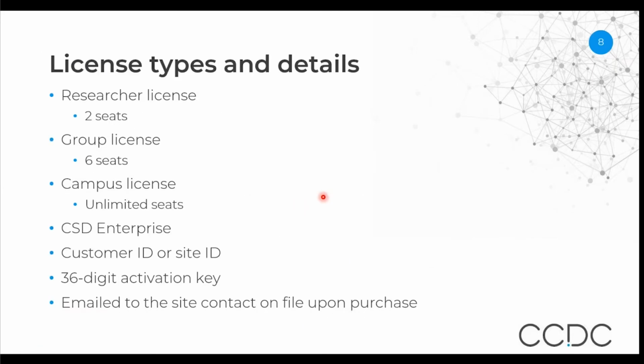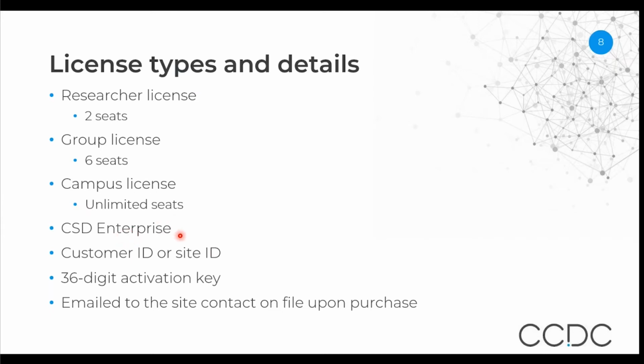So a bit more information on your license types. You can have a researcher license, which is available for 2 seats. There is a group license, which is 6 seats, and then campus license, which grants like unlimited licenses. And each license that we provide to academics is a CSD-Enterprise.